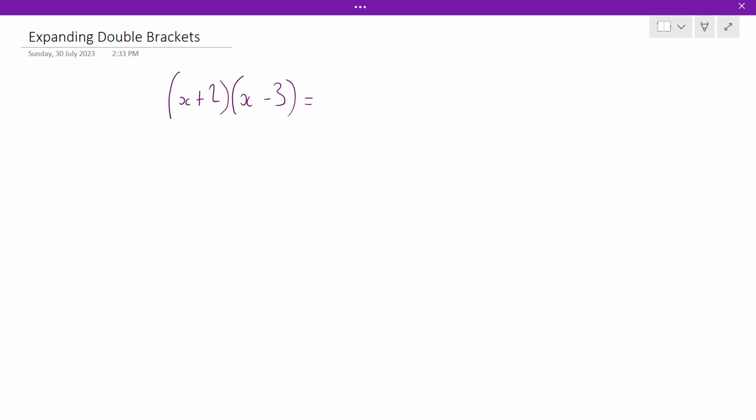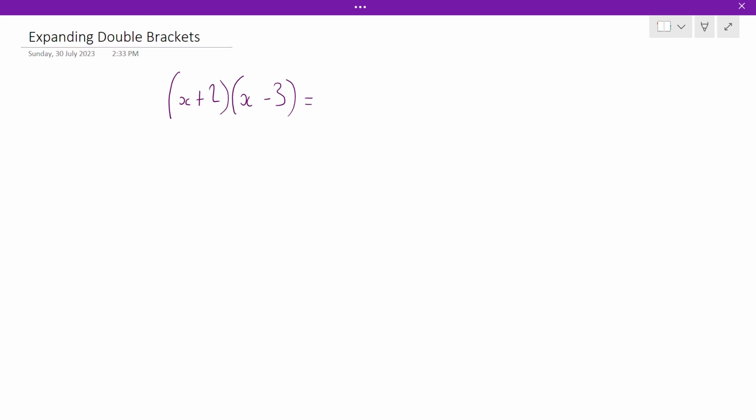Hi everyone, today we're going to be looking at expanding double brackets. So I've got a situation here, x plus 2 in the first bracket multiplied by x minus 3. Okay, there's two ways to approach this.